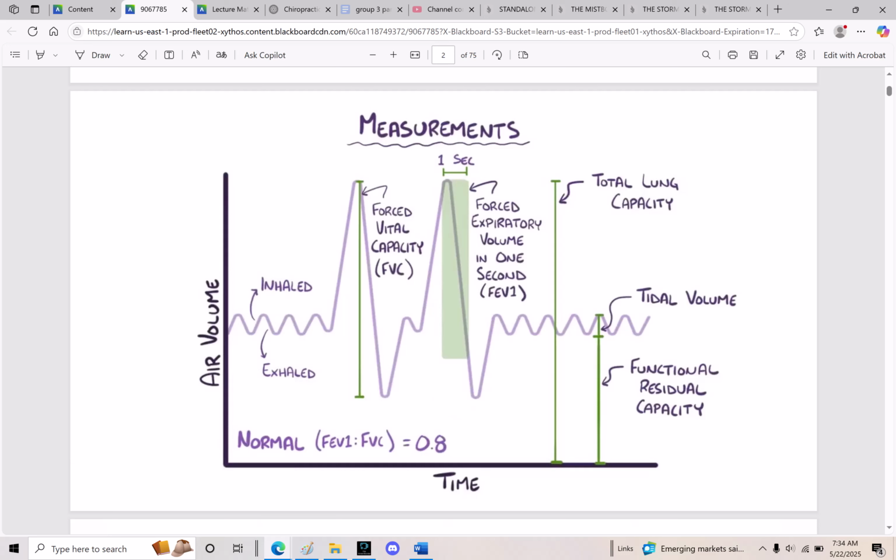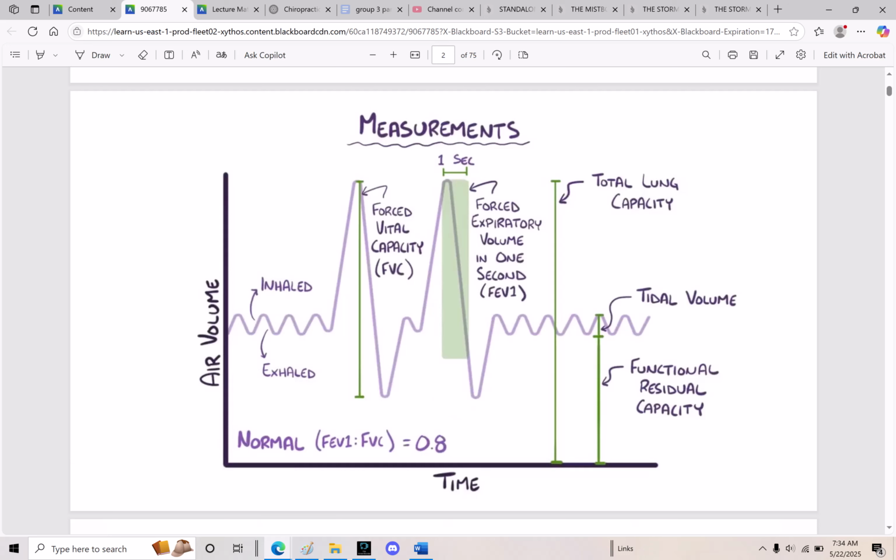So basically, we're going to compare these two: the percentage of the amount of air you're going to breathe out in 1 second to the amount of air you took in. Make sense? And that percentage should be at least 80%, so 80% or more.